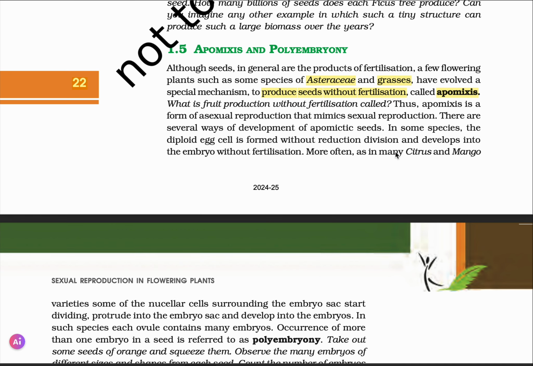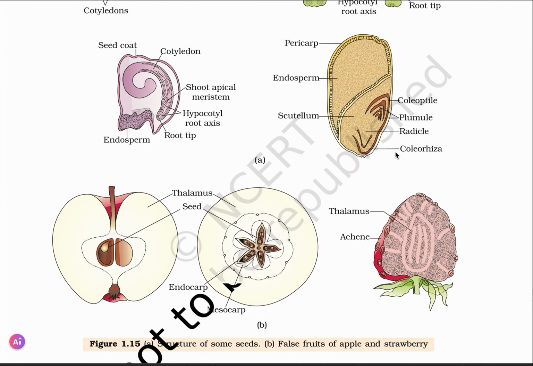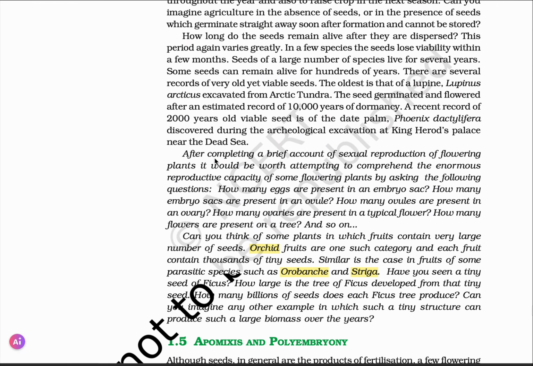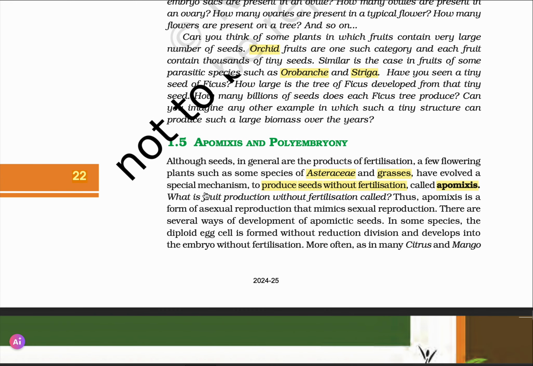Now, what is fruit production without fertilization called? That is parthenocarpy. Thus apomixis is a form of asexual reproduction that mimics sexual reproduction. There are several ways of developing the apomictic seed.